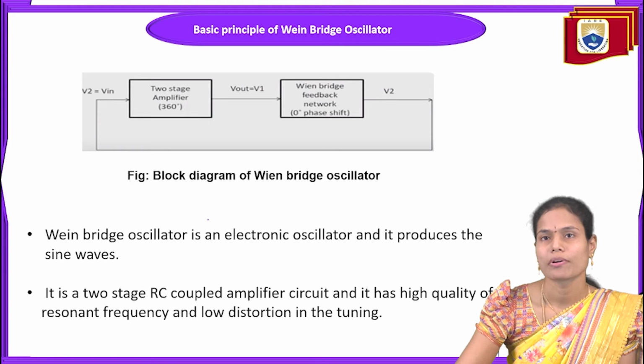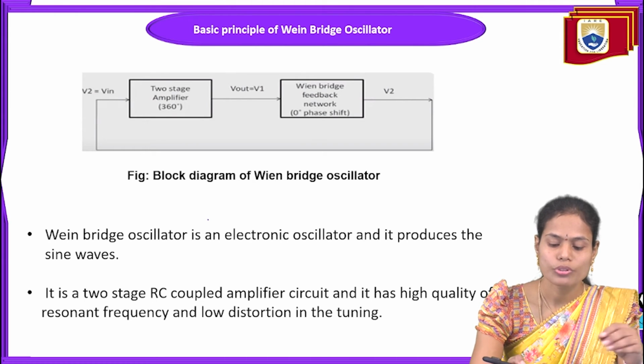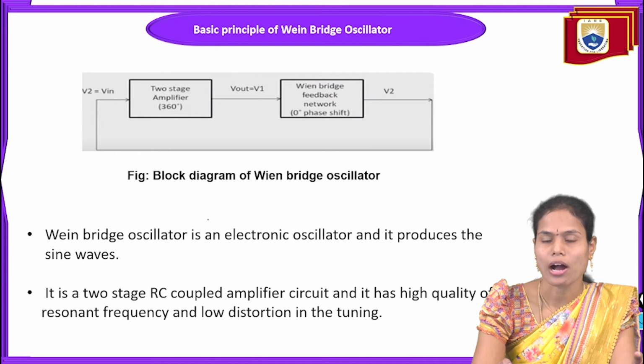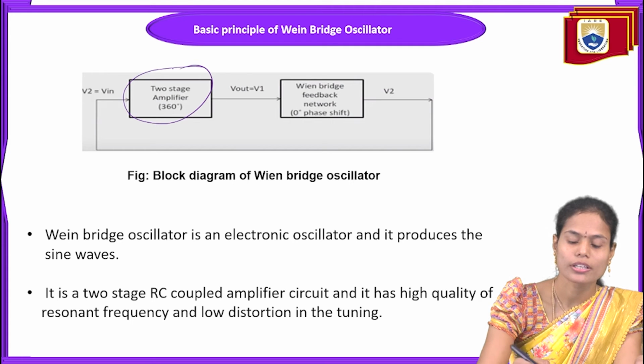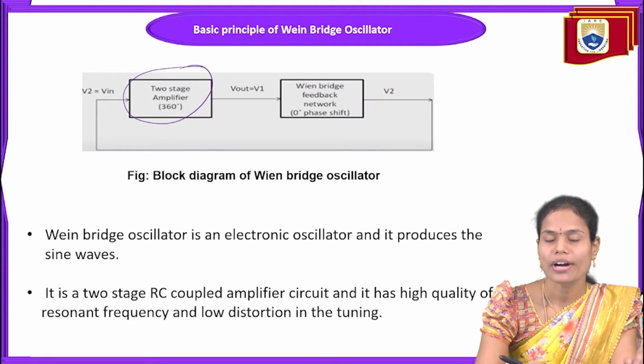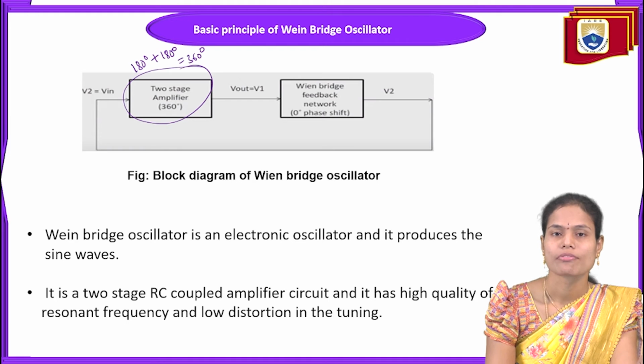And the next type of oscillator is the Wein bridge oscillator. It also belongs to the RC oscillators. So to design this Wein bridge oscillator, we require an amplifier as well as a feedback network. Here in the case of the amplifier, we are taking a two-stage amplifier. Why we are taking a two-stage amplifier here means it should provide 360 degrees phase shift. If you take a single stage, that will provide 180 degrees phase shift. So we are taking 2 stages. That's why 180 degrees plus 180 degrees, overall it will provide the 360 degrees phase shift.